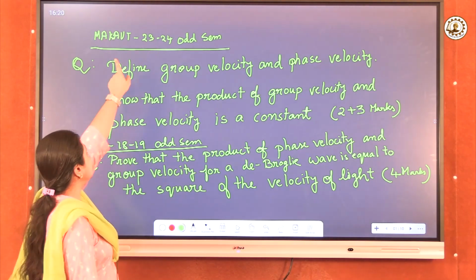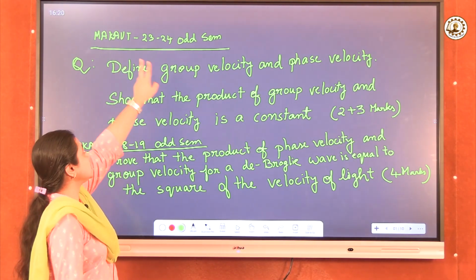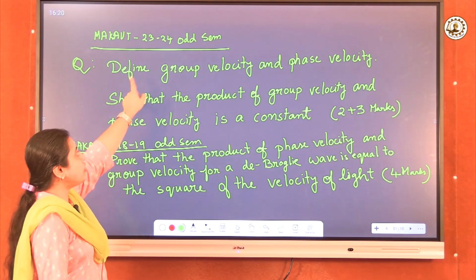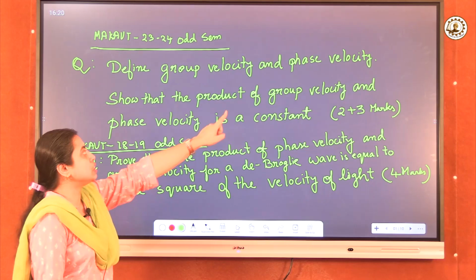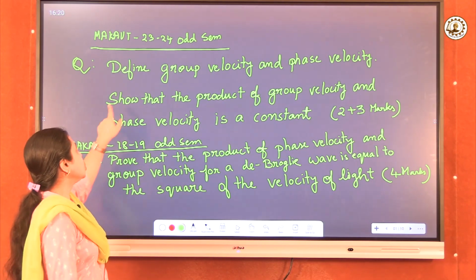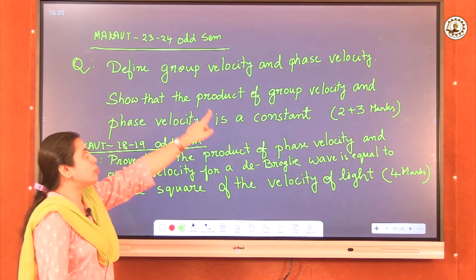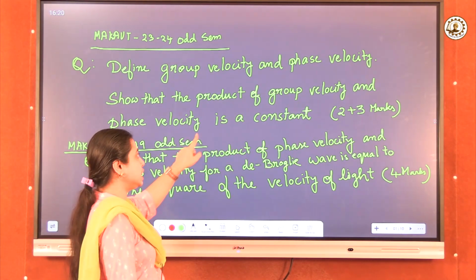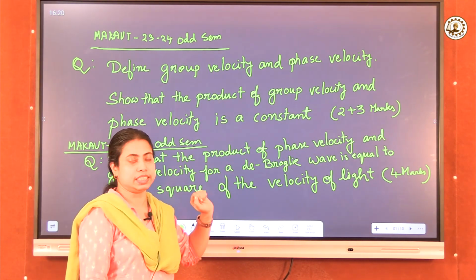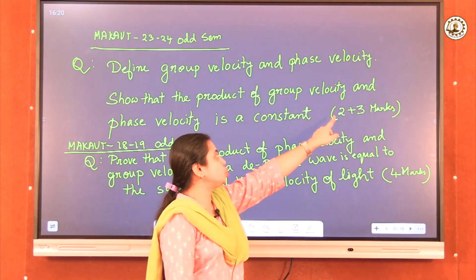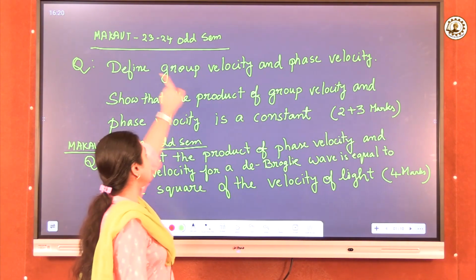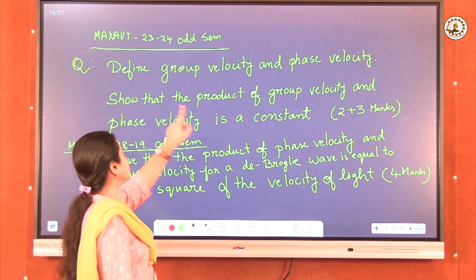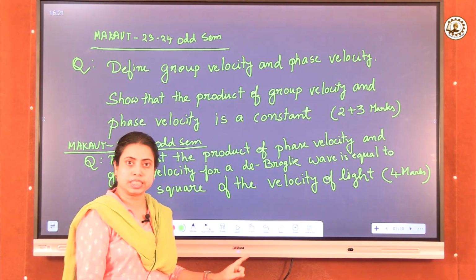In the MAKAUT odd semester 23-24, this question came. Define group velocity and phase velocity. Show that the product of group velocity and phase velocity is a constant. The marks divided is 2 plus 3. Means the two definitions is 2 marks and 3 marks for showing their product is a constant.